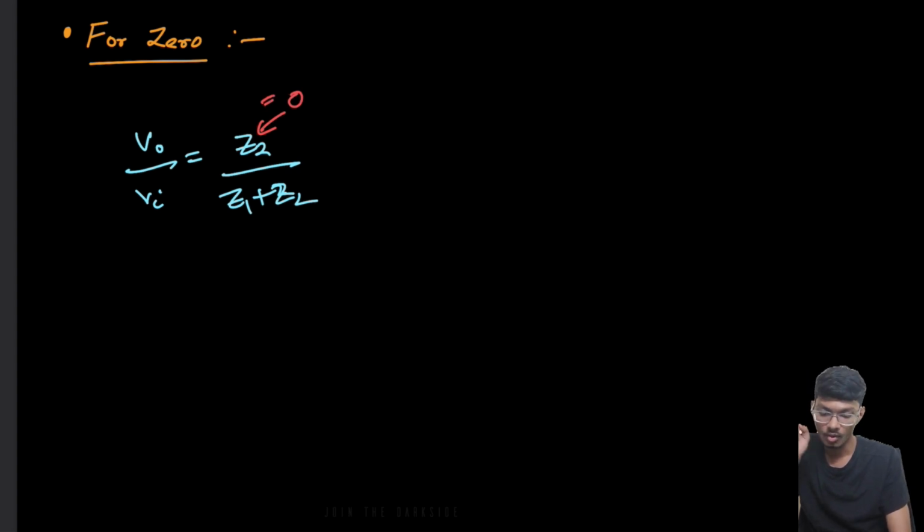One more thing: this Z1 cannot go to 0. Why can it not go to 0? If Z1 goes to 0, then what do we get? We get 0 divided by 0 plus 0, which is just 0 by 0 form, which is undefined.